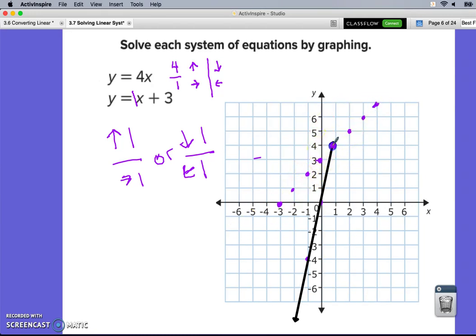And I see right here, this is my solution. This is a point that is on both of the lines. So I go over 1, so my x is 1, and I go up to 4 on my y. So my point here would be 1, 4. So I would write this as an ordered pair.